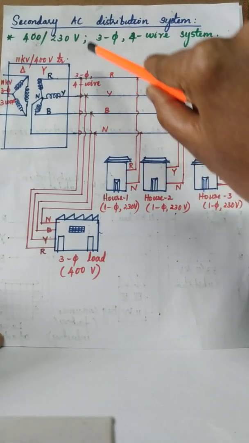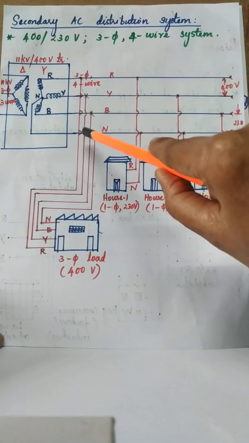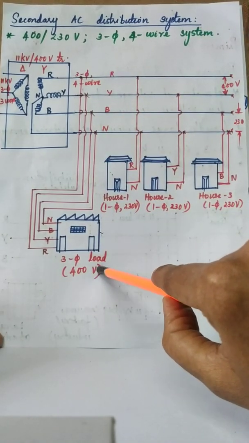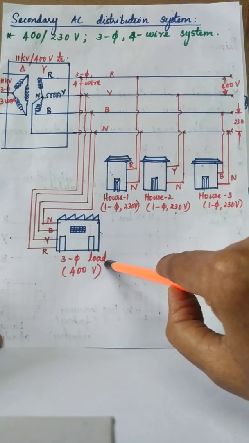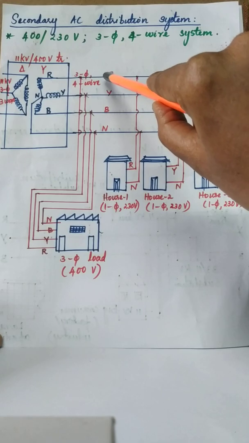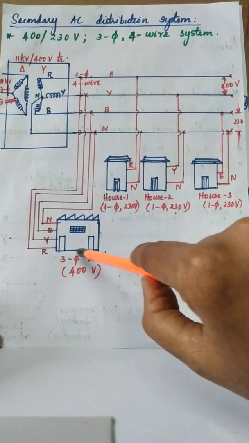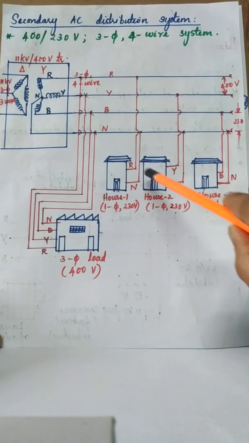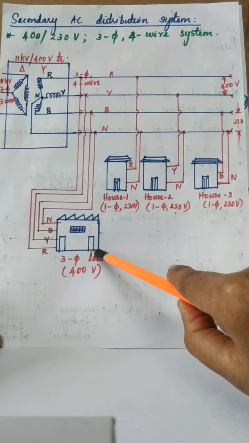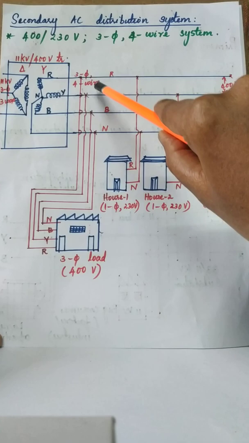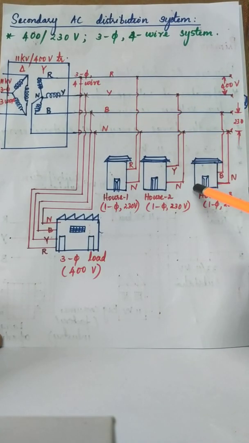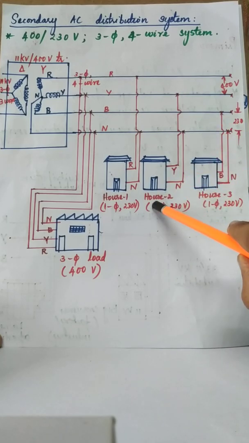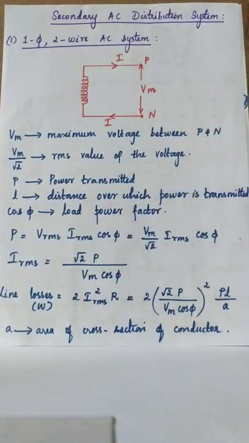Also, in the secondary AC distribution side, we have a 3 phase load which draws 400 volt. This 3 phase load uses all the 3 wires R, Y, B as well as the neutral. So, this forms a 3 phase 4 wire system. Basically, in the secondary AC distribution system, we have 3 phase loads which use a 3 phase 4 wire connection, and residential house loads which use a single phase 2 wire connection. Now let us go into detail about the single phase 2 wire AC system.